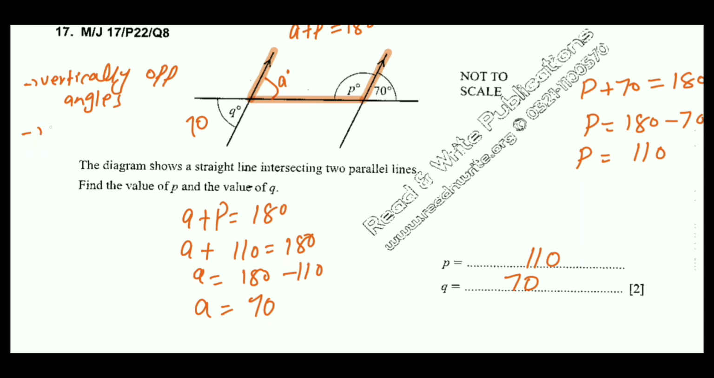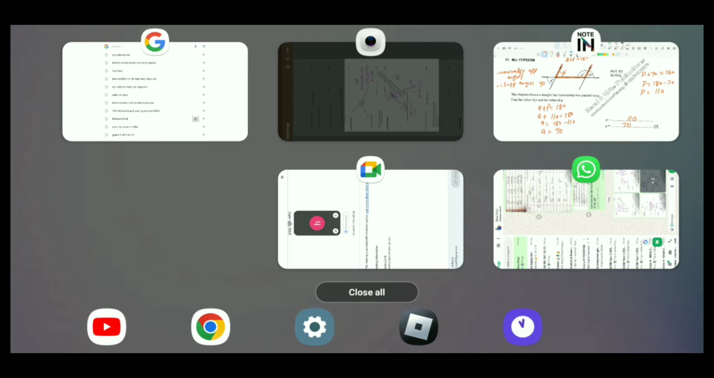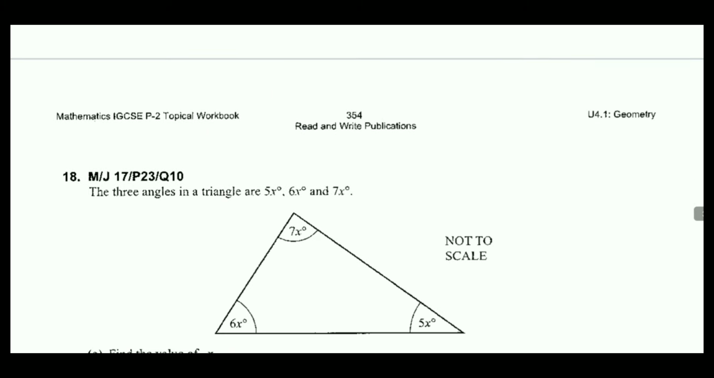And we have used here supplementary angles properties. And also we have used here angle sum on a line property for finding P. So these three properties we have used here. Okay.